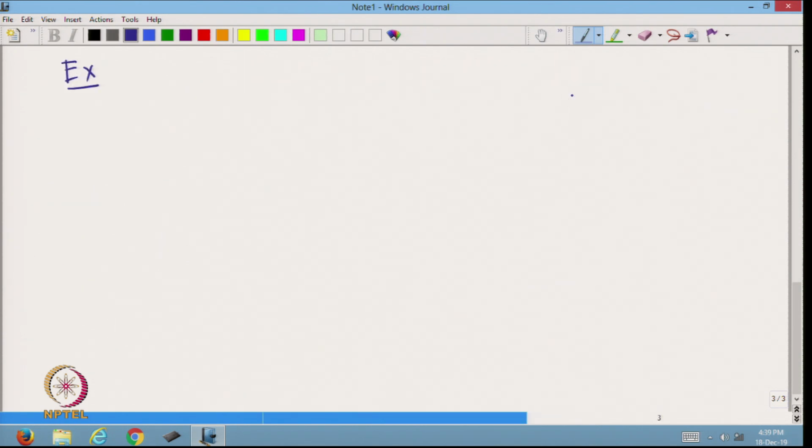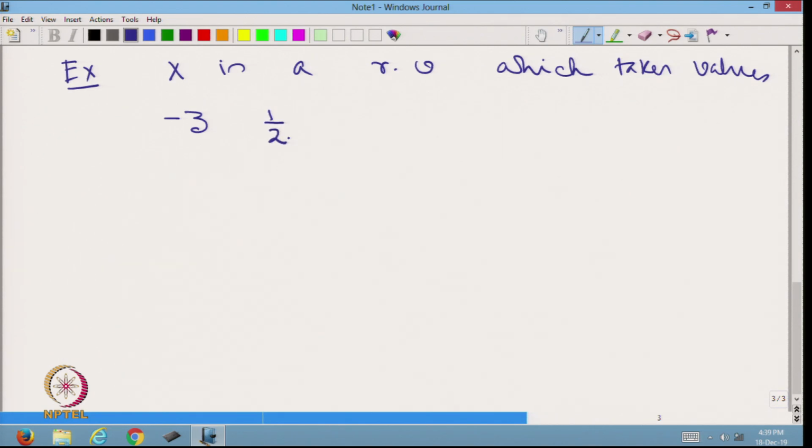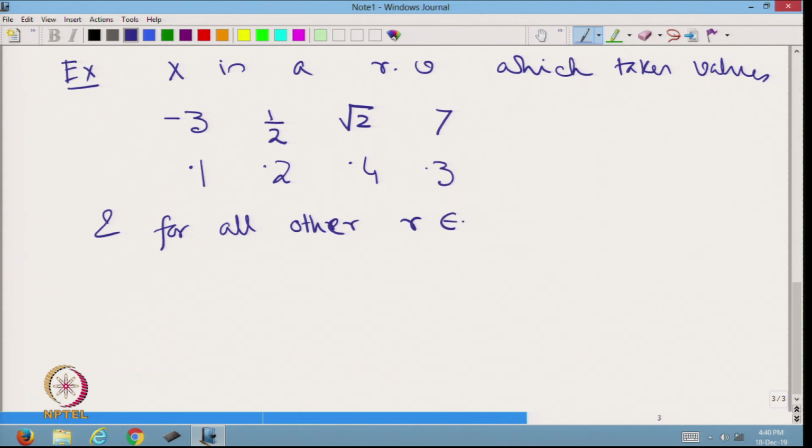Example: suppose x is a random variable which takes values, say, -3, half, √2 and 7 with probabilities 0.1, 0.2, 0.4 and 0.3, and for all other r belonging to R, its probability is 0.